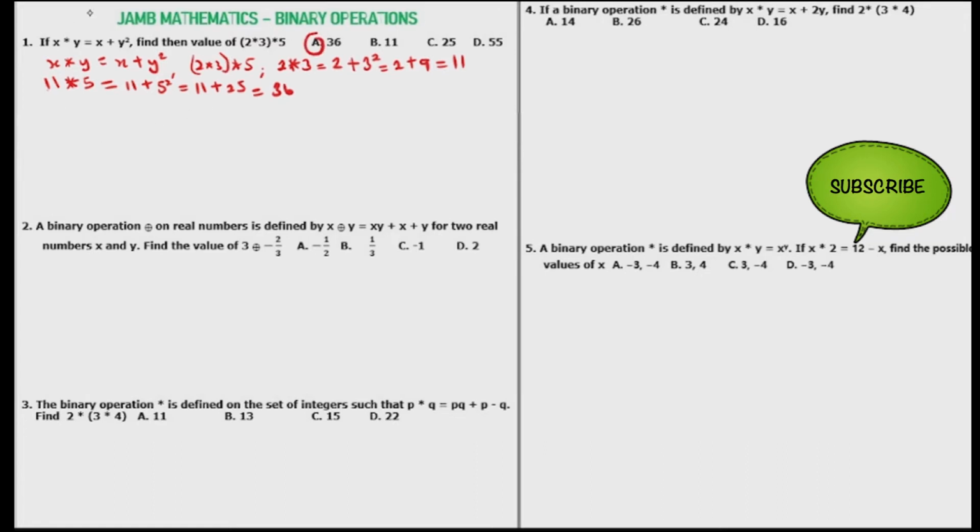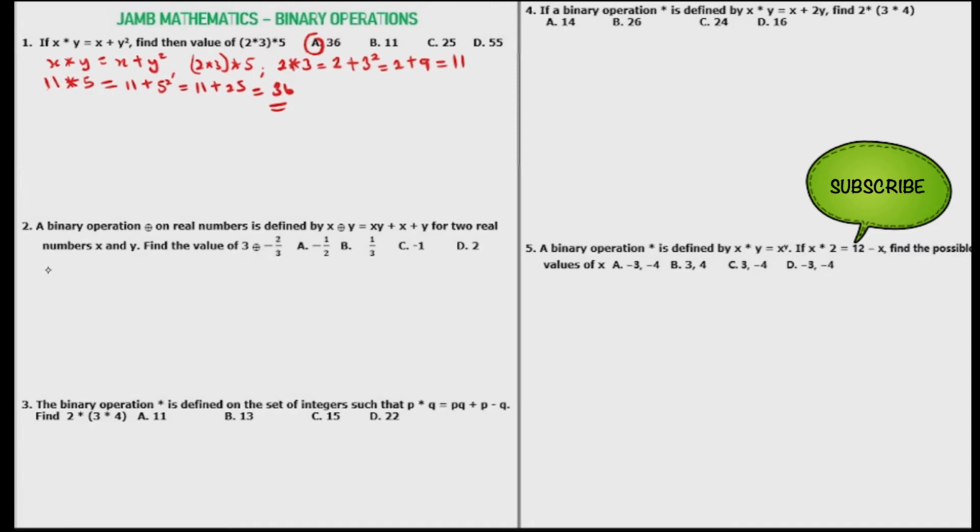What you just need to do is to follow the definition given to you, and then apply the rule of BODMAS to solve the one in bracket first. Then you combine the result with the one outside the bracket to get your final answer, and the answer here is 36, option A. Now a binary operation, denoted with this sign, on real numbers is defined by x operation y equal to xy plus x plus y, for two real numbers x and y. Find the value of 3 operation minus 2 over 3.